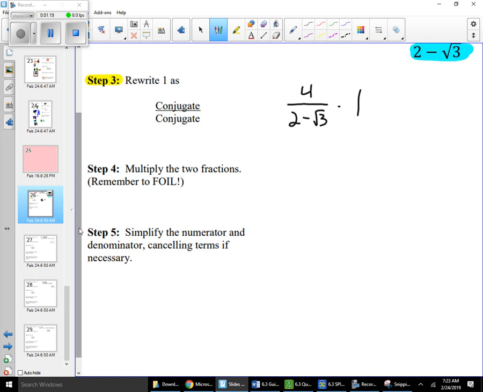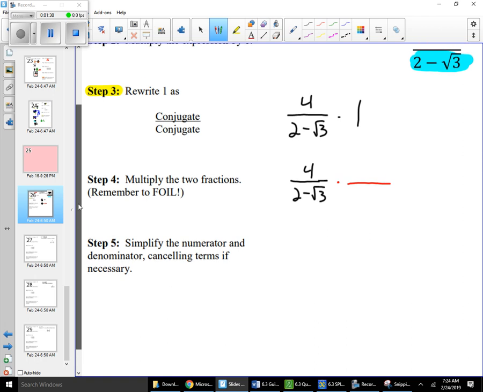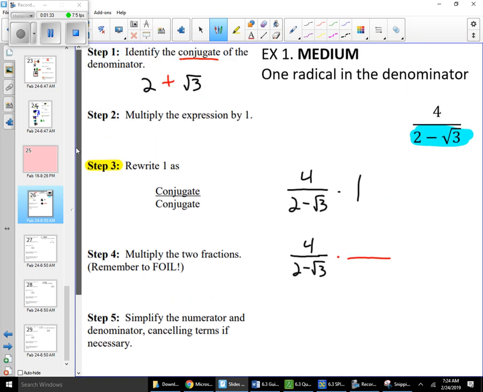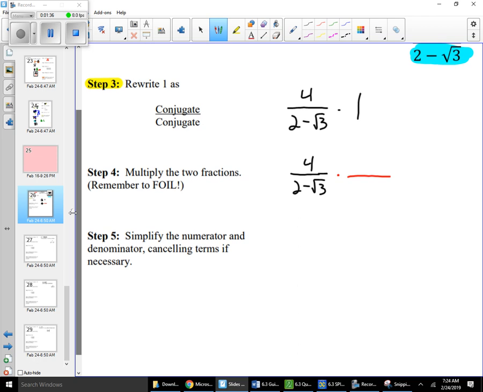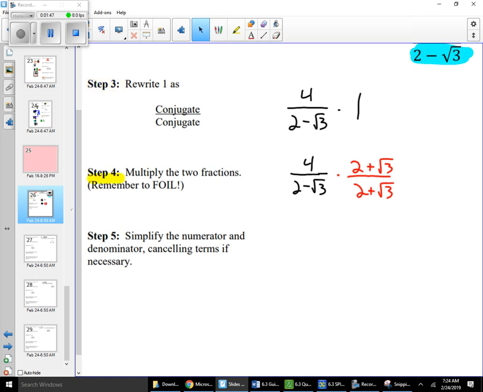Step 3 sets us up for what's going to be difficult about this section. We need to multiply our original fraction, this 4 over 2 minus root 3, by conjugate over conjugate. And my conjugate is no longer just one thing, it's a binomial, 2 plus the square root of 3. Some of you may see where this is going already. Step 4, multiply the two fractions. In the top, that's a distributive property. And on the bottom, that's a FOIL problem.